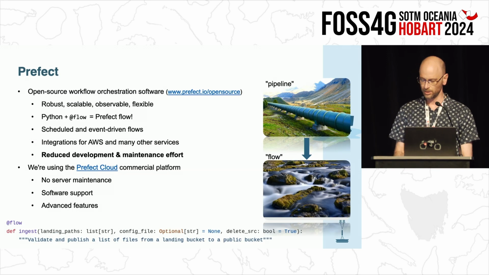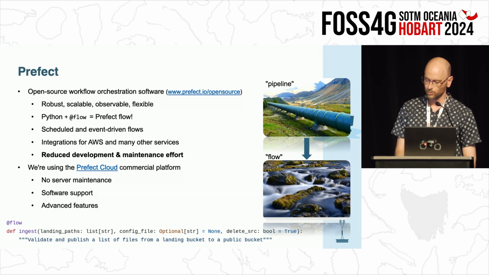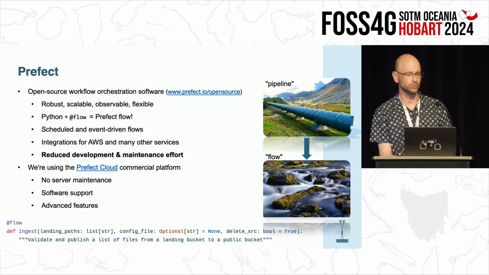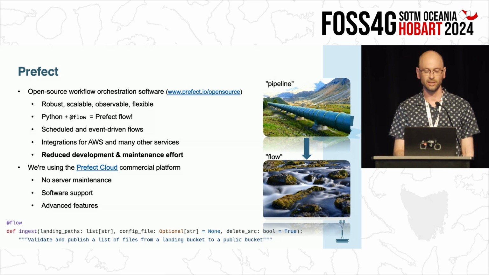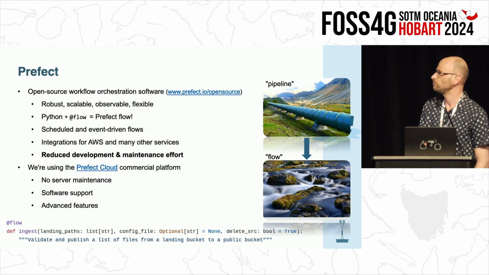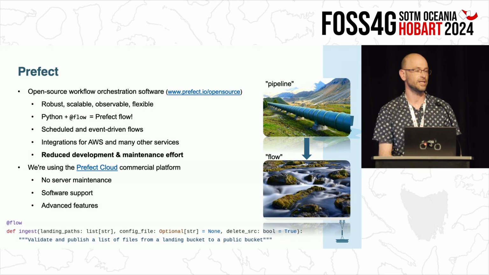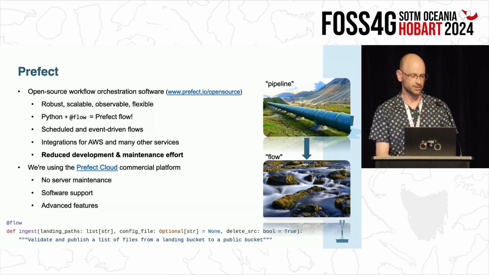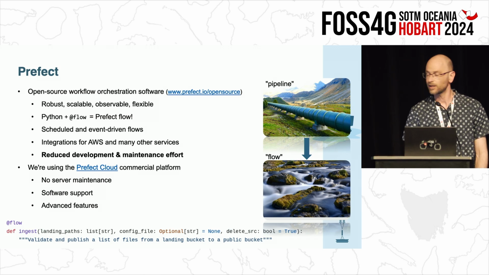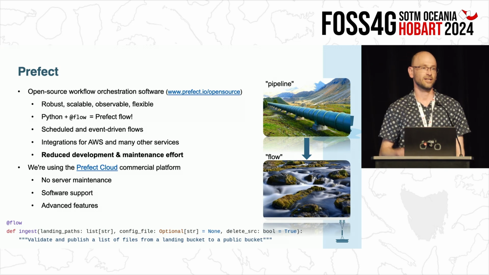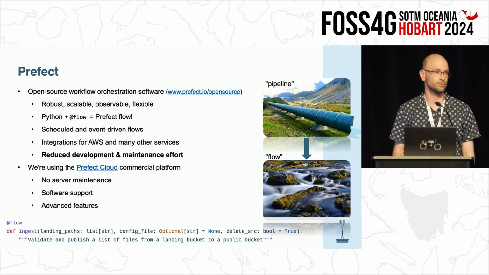So for our new data workflow system, we're going to use Prefect, which is an open source workflow orchestration tool that will give us robustness, scalability, observability, and flexibility. Basically, it means we just write whatever workflow we need in Python, add a simple function decorator like the one at the bottom left of the screen. It just says this is a flow. That tells Prefect that it's something that you want it to manage.